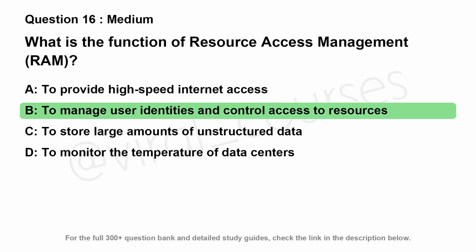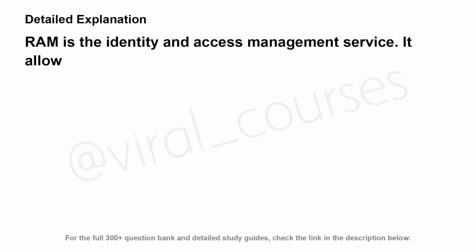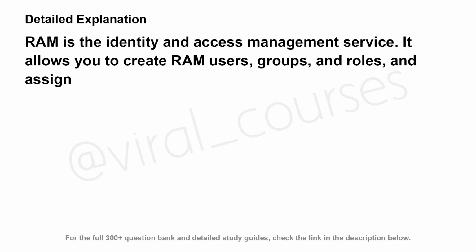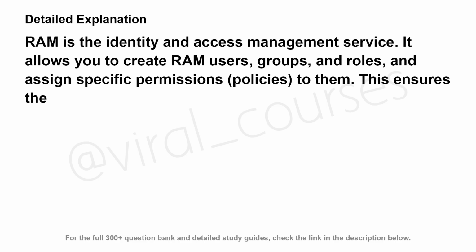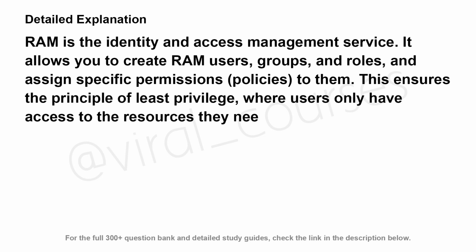The correct answer is B. RAM is the Identity and Access Management Service. It allows you to create RAM users, groups, and roles, and assign specific permissions, policies, to them. This ensures the principle of least privilege, where users only have access to the resources they need.